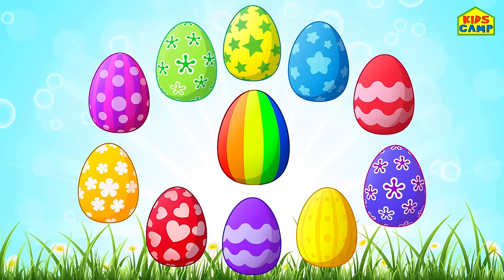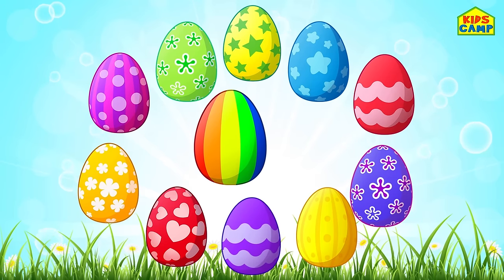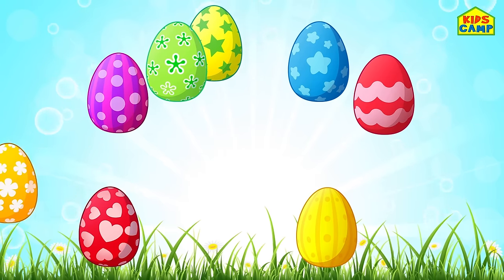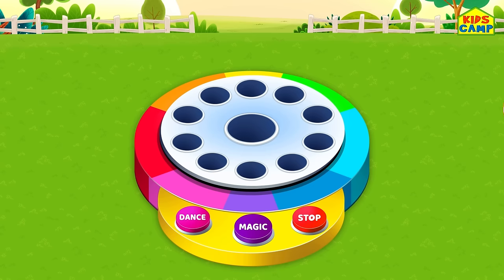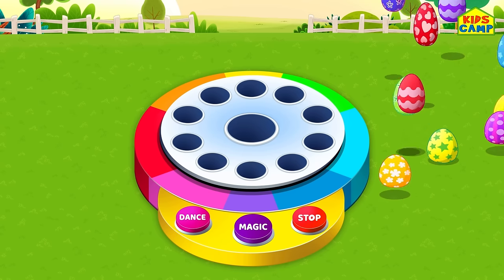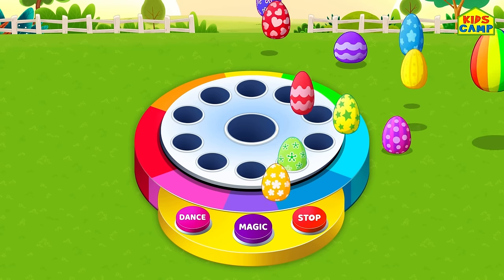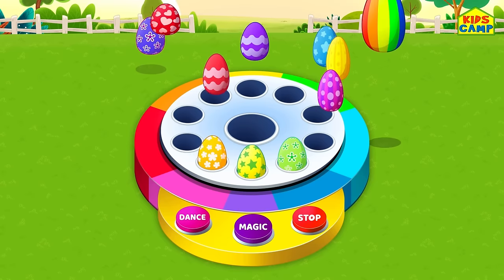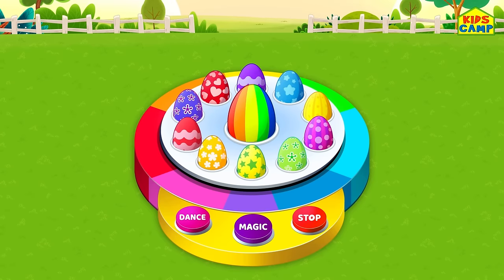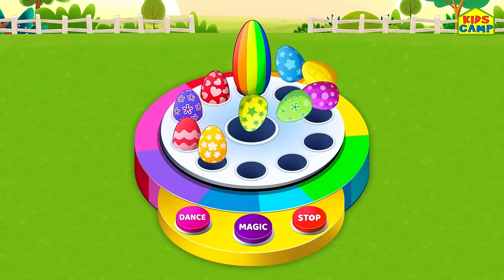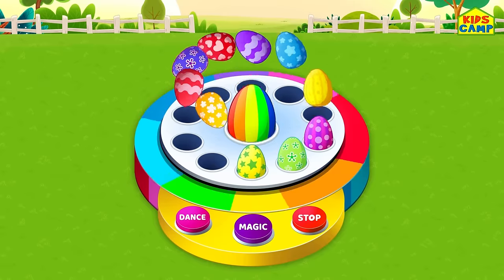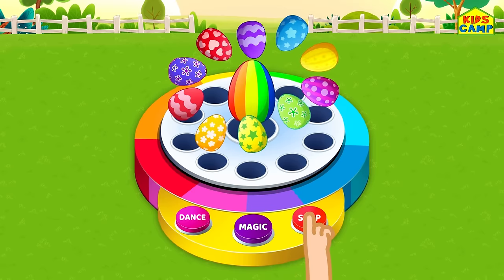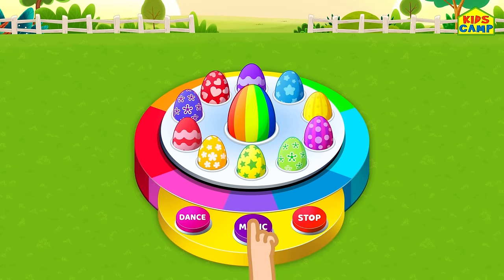And now it's time to place them on the dancing machine. Time to dance! Time for magic!